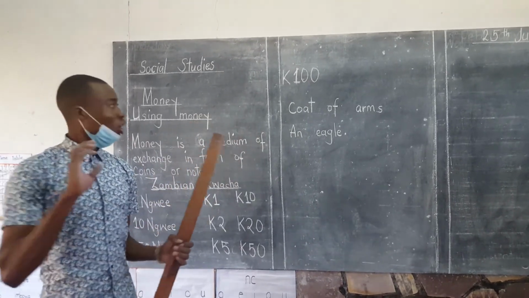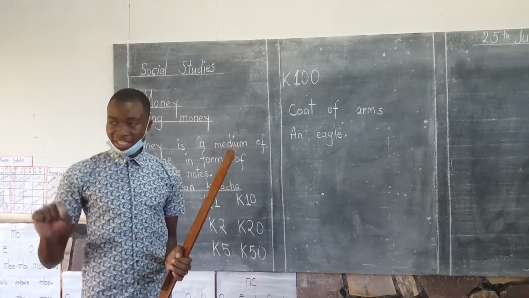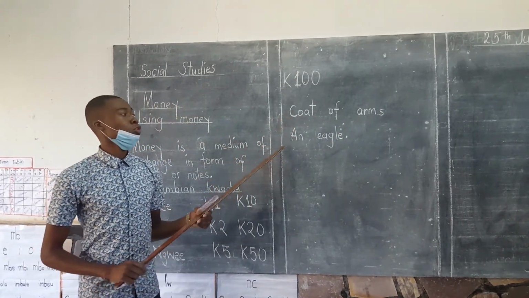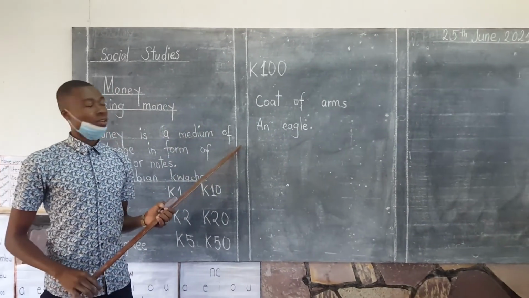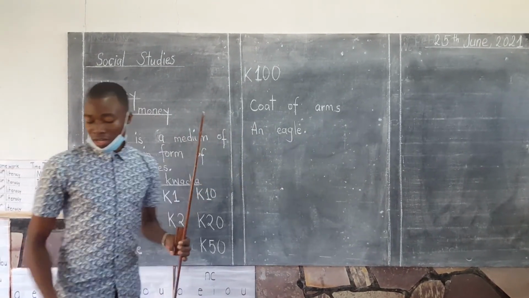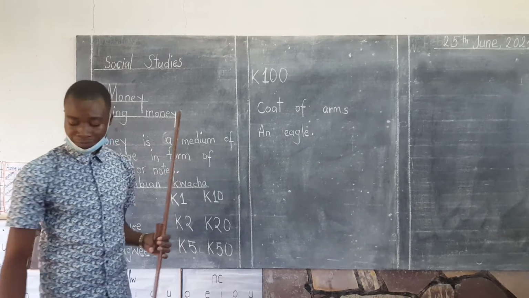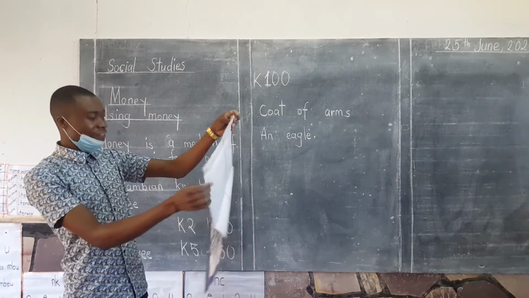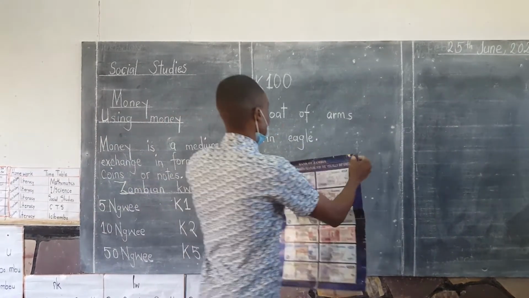Then we said, on the notes, there are two features that appear on each and every note. We started by identifying a coat of arms. From a coat of arms, we also looked at a bird which is found on the notes as well as the coins. The bird which is found there, we said that is an eagle. So an eagle is found on all the notes that we use in Zambia. Okay, now I would love us to take a look at a chart and identify certain notes that are on the chart together.